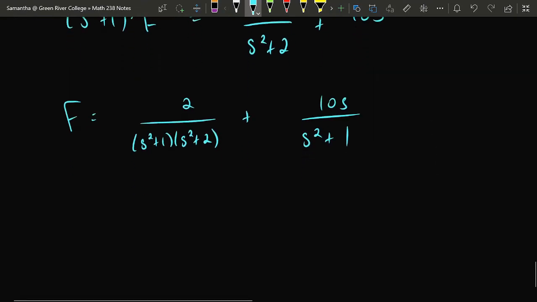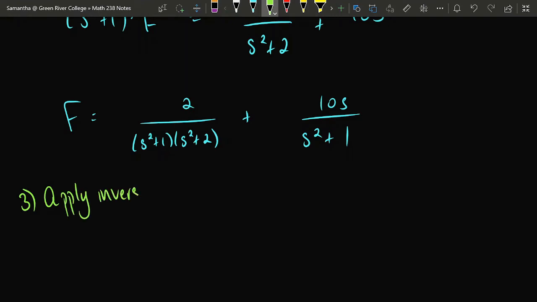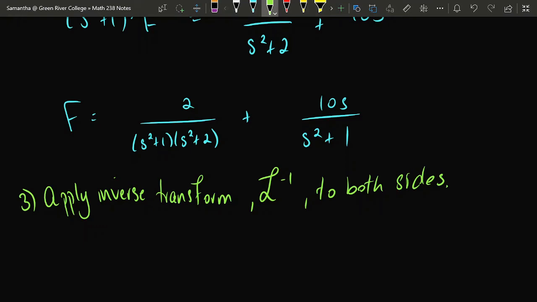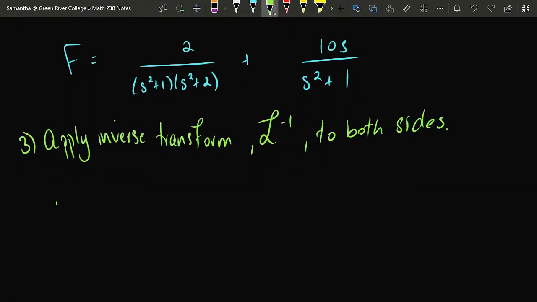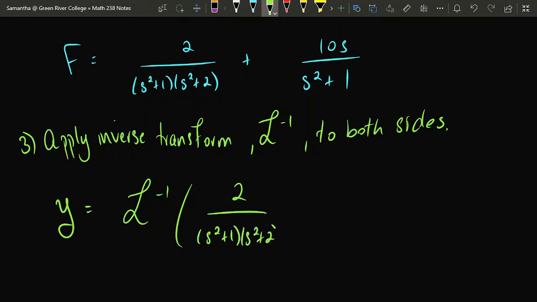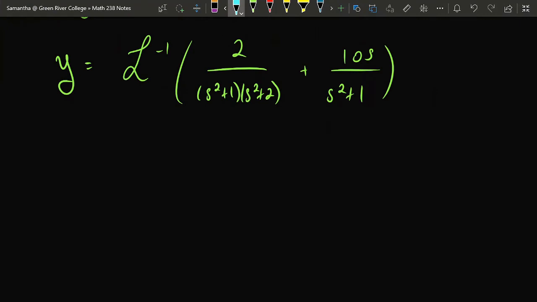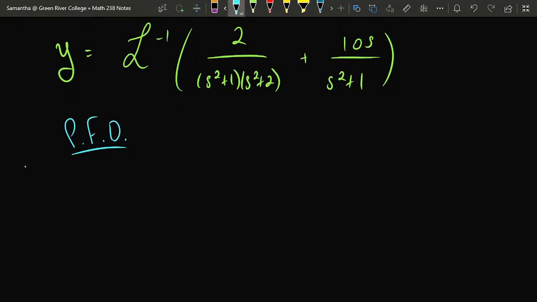Once we've isolated F, the next step is to apply the inverse transform to both sides. When we apply the inverse transform to capital F, then that will recover the function y, which is the solution to the IVP. Now, in order for that to be possible, we're going to need to break down this first fraction, because it's currently more complicated than any of the entries in the table for our inverse Laplace transform.